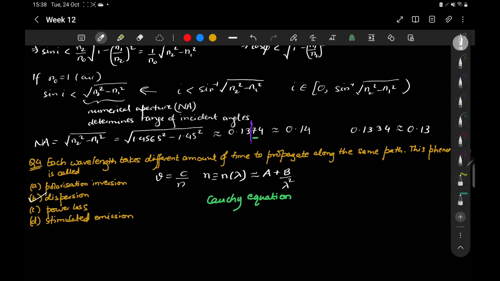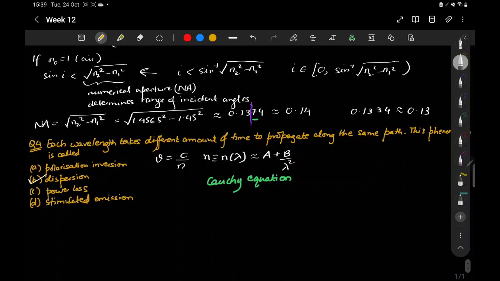And you can see that refractive index is inversely proportional to wavelength. So the longer the wavelength, the smaller the refractive index, and the smaller the refractive index, the higher the speed. So for different wavelengths we have different refractive indices, which leads to different speeds, and different speeds mean different wavelengths will take different amounts of time to travel the same distance. Let us proceed further.